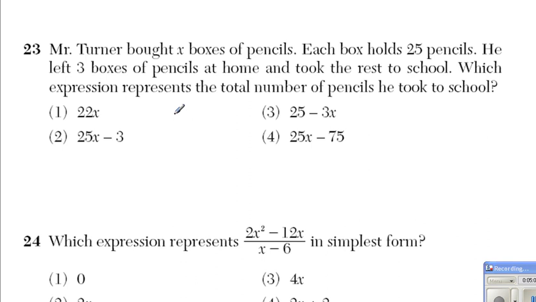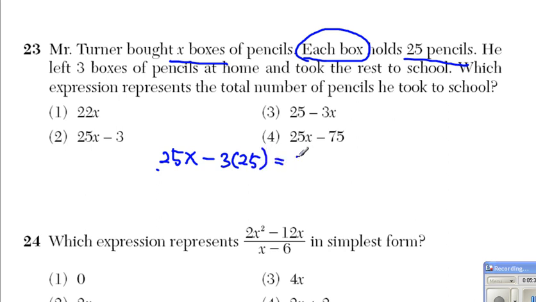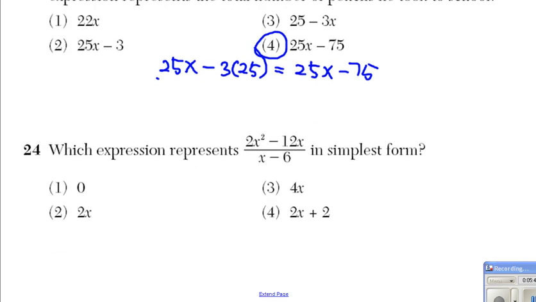Next. Now, put x boxes of pencils, and each box holds 25 pencils. One thing we can realize is that 25x would have been the total number of pencils. Now, he left 3 boxes of pencils at home, meaning he left 3. But each box contains 25, so that's what we end up getting, which is 25x minus 75. Choice D is our answer.